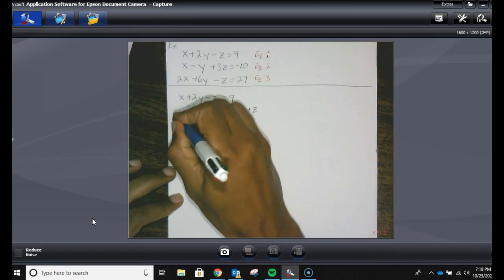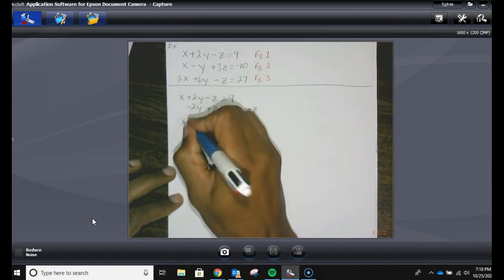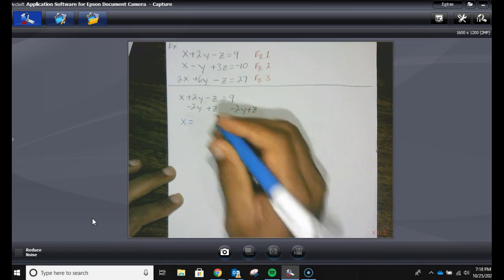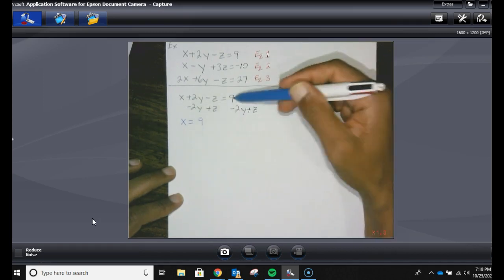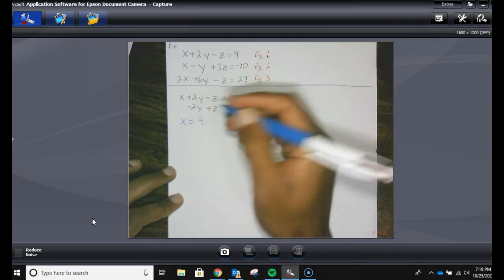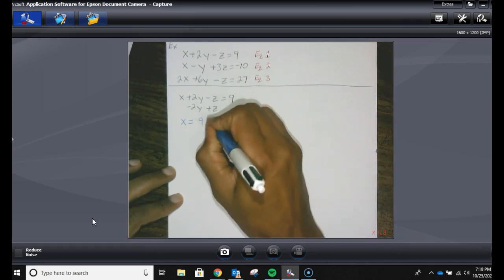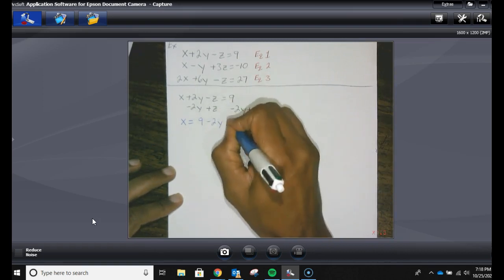I'm going to write this in blue just so I can see it. My first equation is x equals 9. Because these are not like terms, you can't combine them. So I end up with 9 minus 2y plus z.